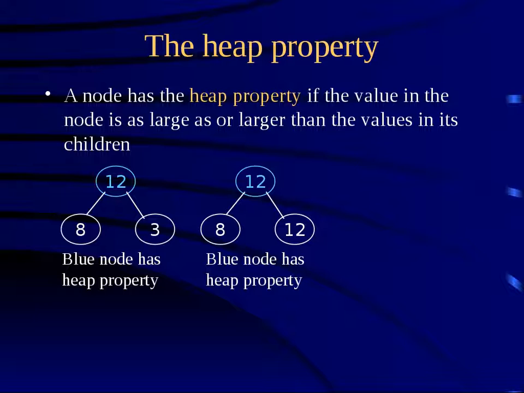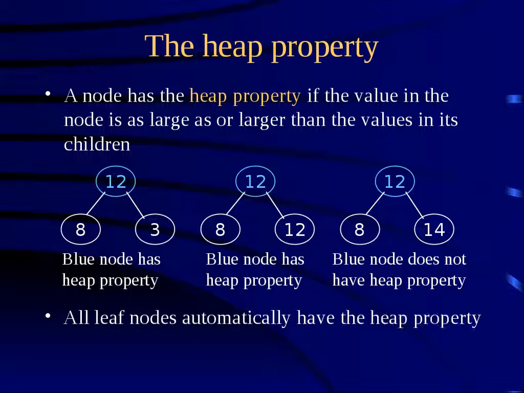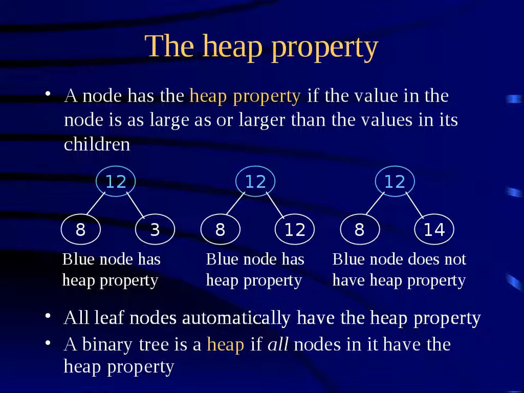Blue node still has a heap property because it's equal to, but now it no longer has the heap property. How could we change the last one so it would have the heap property? Yeah, switch the 14 and the 12. Everyone tracking? All right. Of course, all leaf nodes automatically have the heap property since they don't have any children. They automatically satisfy the property. A binary tree is a heap if all the nodes in it have the heap property. All right.